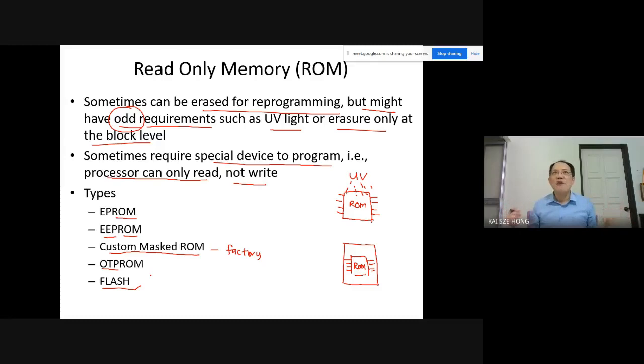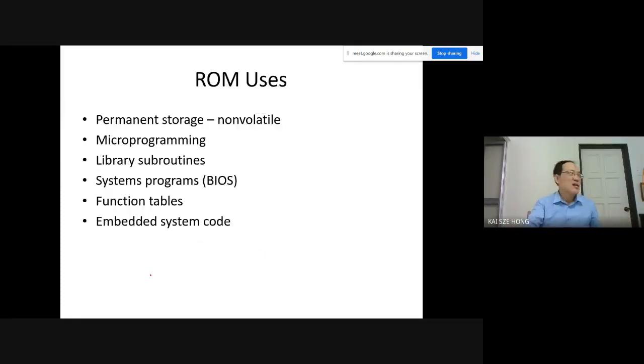So what do those mean for the ROMs? Let us look at the ROM uses first. ROM is used for permanent storage because it's non-volatile. Non-volatile means it will not disappear. So a ROM will not disappear.